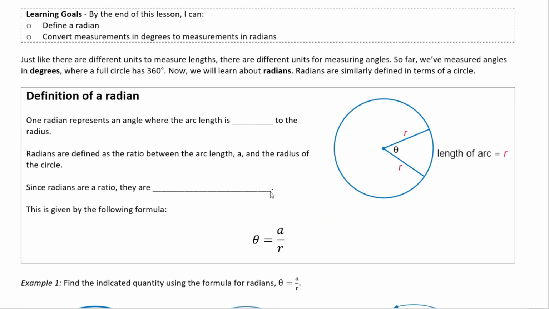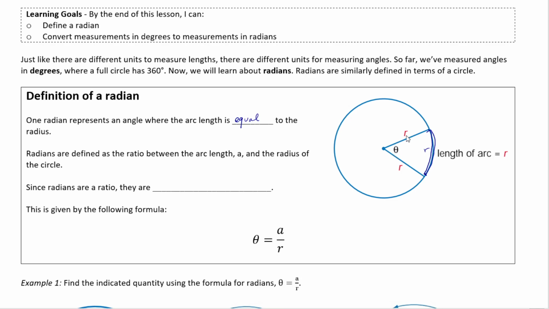So the definition of a radian: one radian represents an angle where the arc length is equal to the radius. So the first blank that we're putting in here is "equal". If we have the radius r, then 1 radian is the angle that makes this arc length right here also equal to r.